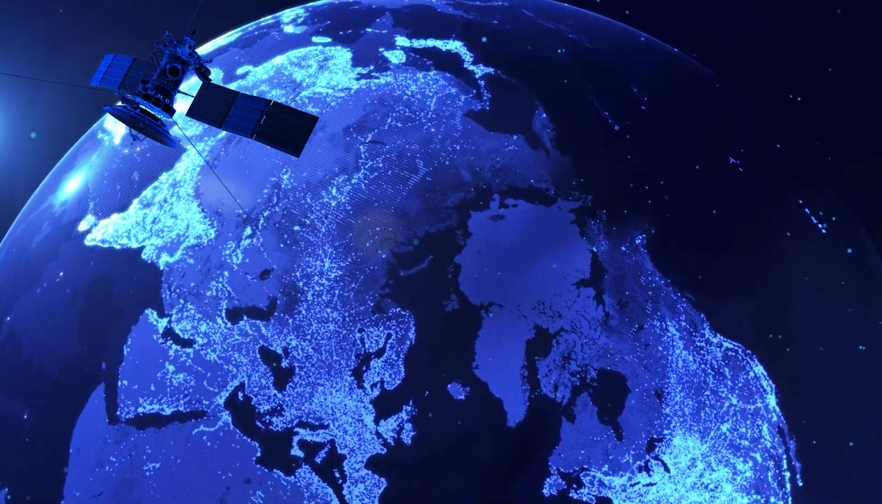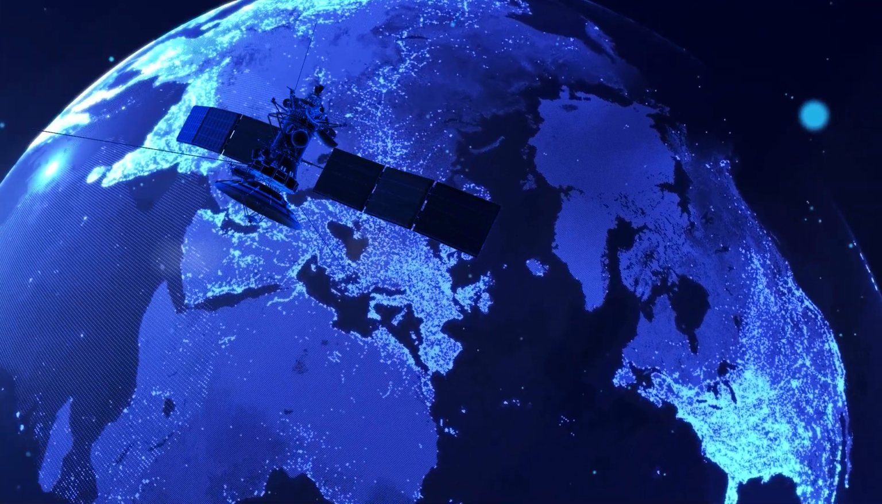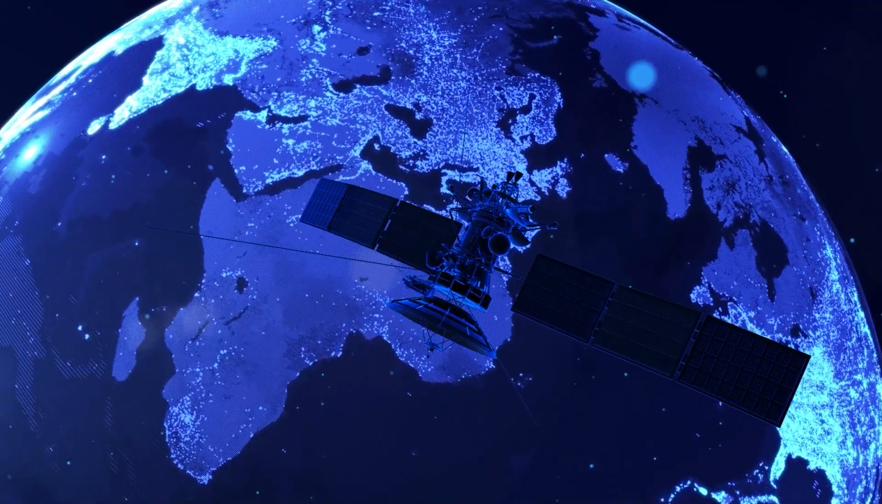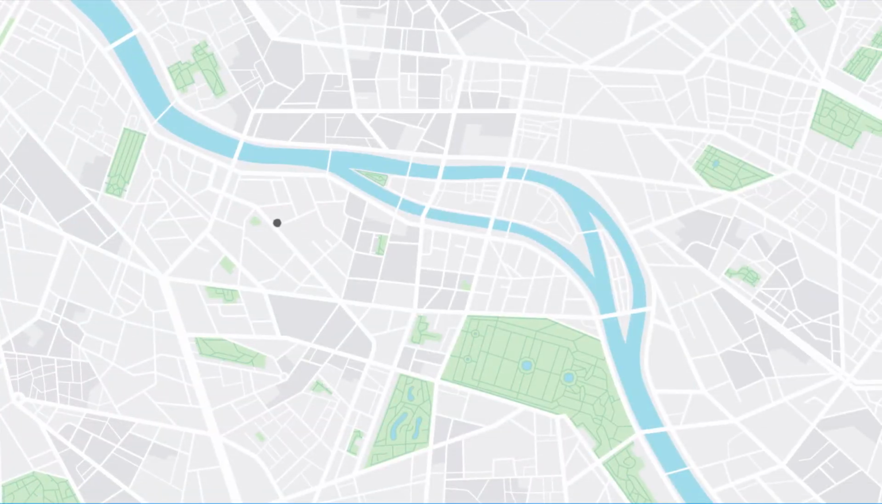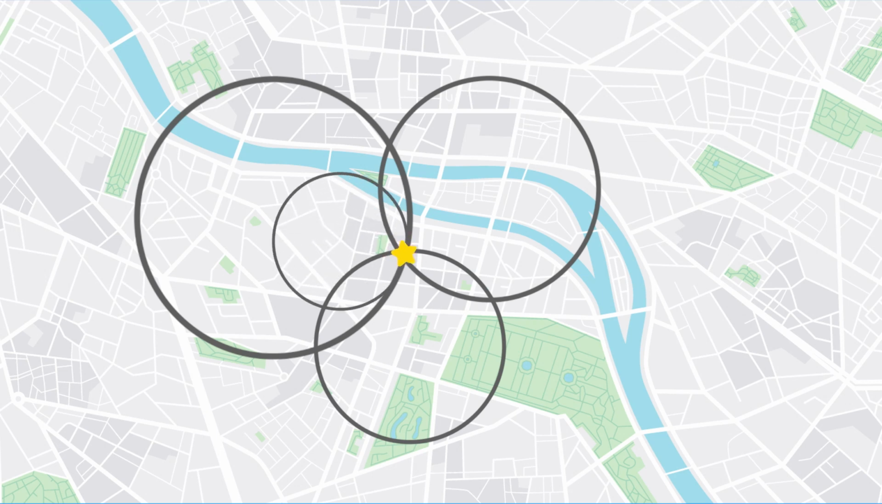GPS, or the Global Positioning System, relies on the precise measurement of distances from multiple satellites to determine your exact location on Earth. Using the properties of circles, the GPS receiver then triangulates your position with incredible accuracy. This is how you can find your location on a map, get directions, and even track your fitness activities.